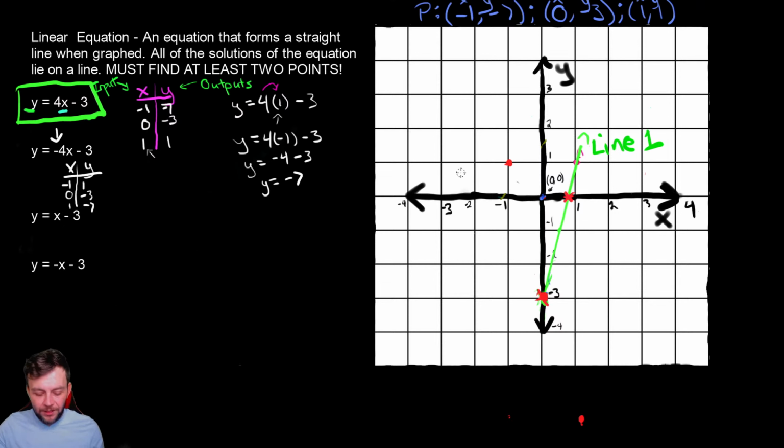So if I were to graph this, let me see if I can get kind of close. Almost. Getting warmer. Nope, not quite. Close enough. Okay. So we have line 2.